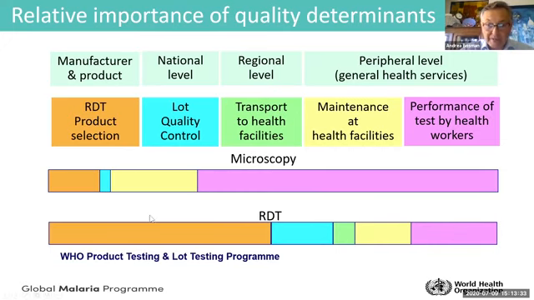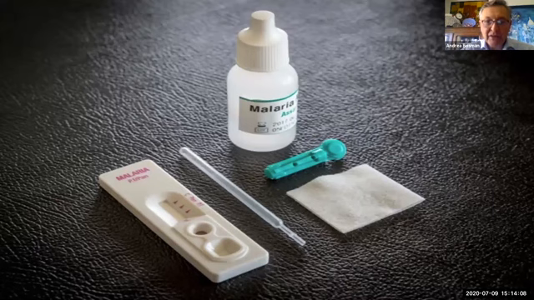Now look at microscopy. This is just to give you the difference. In microscopy, the major determinant is the performance of the test by the health workers. It's not so much the type of microscope or the type of blood slides or Giemsa, etc., which is being purchased. It's really the competence and the performance of the microscopist. And this will also be what we discuss in the next presentation.